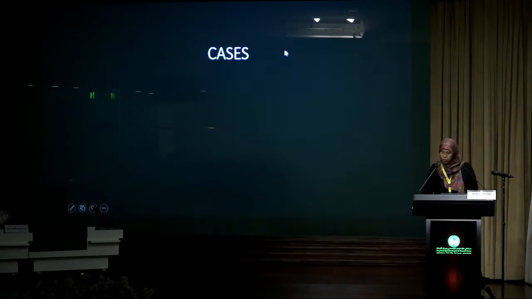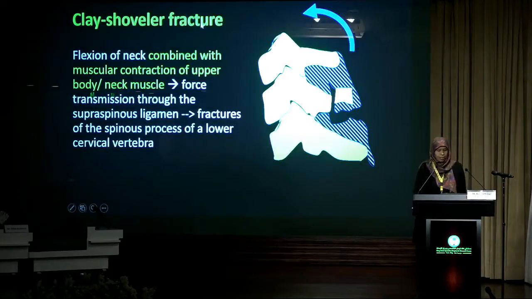Now the last one is clay-shoveler's fracture. If there is flexion combined with muscular contraction of the upper body or neck muscles, the force transmission through the supraspinous ligament will cause fracture of the spinous process of the lower cervical vertebra. We call it clay-shoveler's fracture.